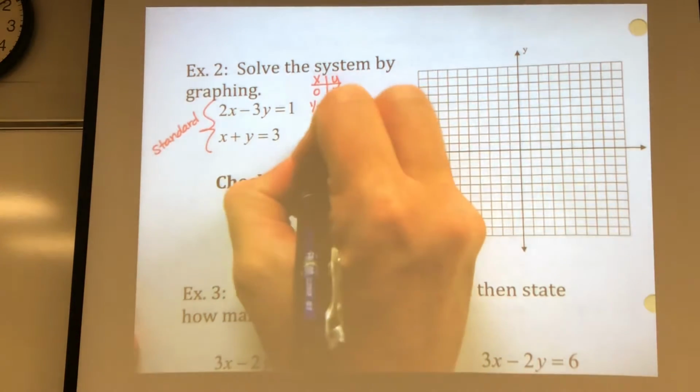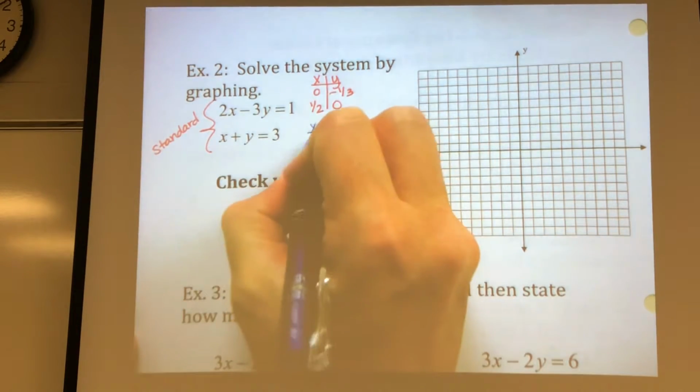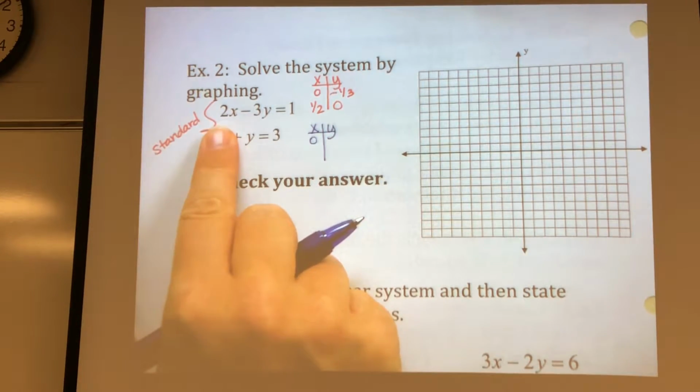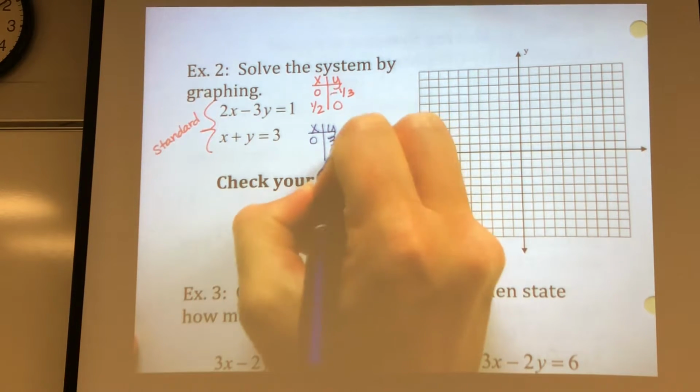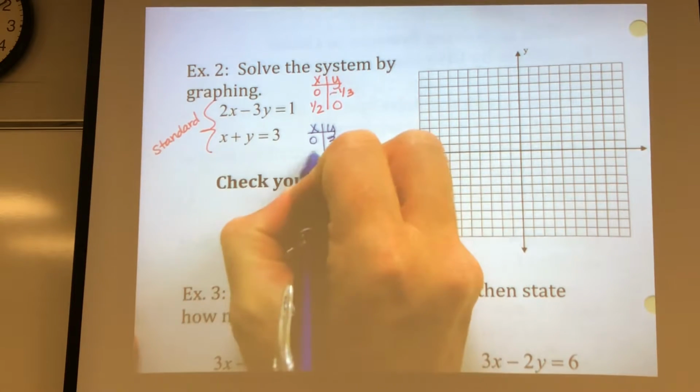Then we can do the same thing for the other line. Put a 0 in for x. That tells us that y is going to be 3 for our y-intercept. Put a 0 in for y, and x is going to be 3.